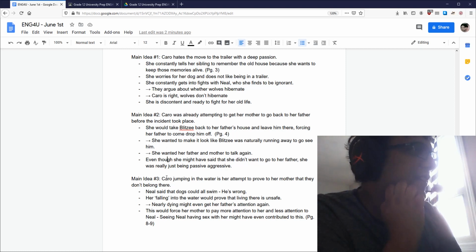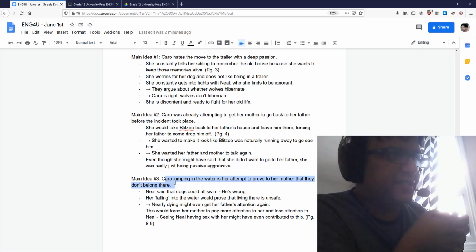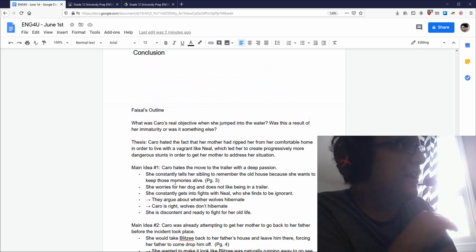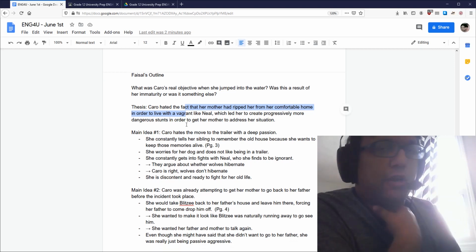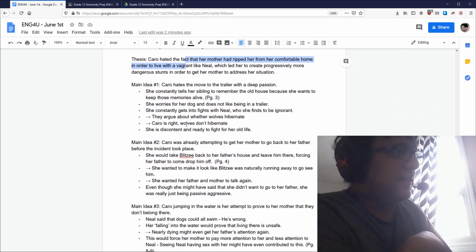And then finally, Caro jumping in the water is her attempt to prove to her mother that they don't belong there, right? So what I've done there is I've clearly grouped my ideas together, right? And all of my ideas, by the way, are supporting my thesis. So there are a lot of advantages to doing things like this, right?